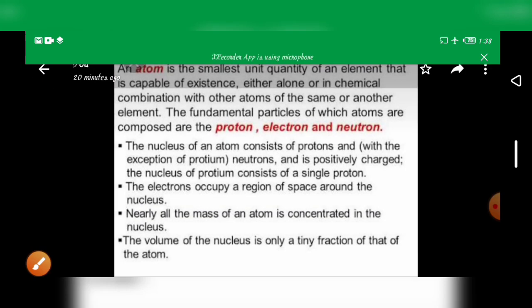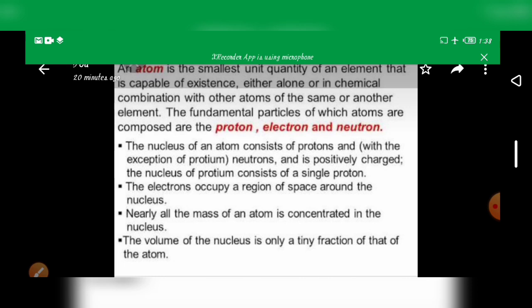Okay, next see here. You know very well, an atom is the smallest unit quantity of an element that is capable of existing either alone or in chemical combination with other atoms of the same or another element. The fundamental particles which atoms are composed of are electron, proton and neutron, you know very well. Where each will be present, you know very well. The nucleus of an atom consists of protons and neutrons and is positively charged. The nucleus of protium consists of a single proton. The electrons occupy a region of space around the nucleus.